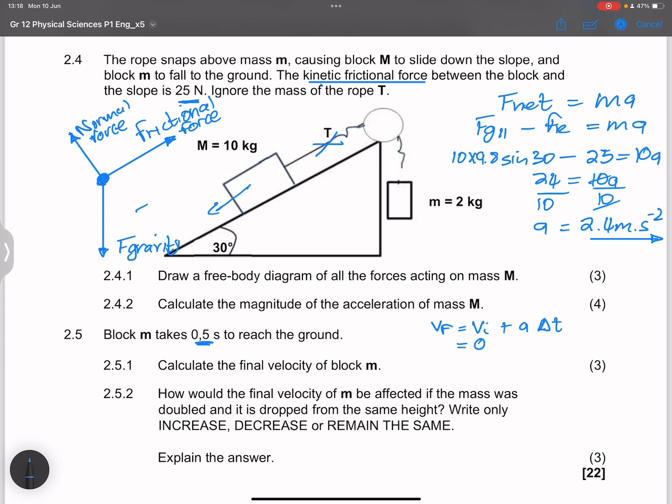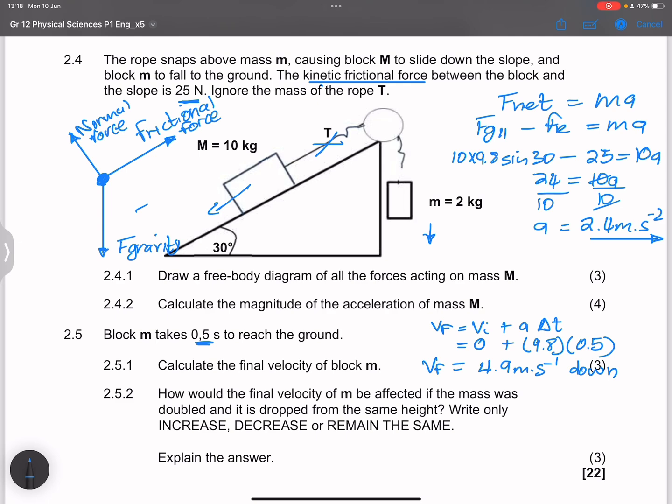Our acceleration, going to assume that downwards is positive, so that will be 9.8. And the time that it took is 0.5. So in this case, that would be 9.8 times 0.5. That would be 4.9 meters per second, and that is down. Okay, so that is the final velocity of small m.